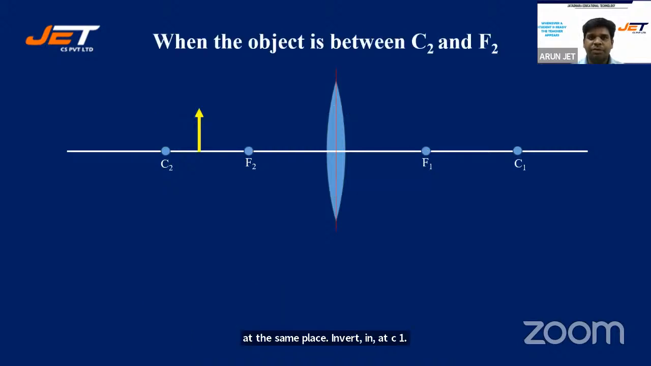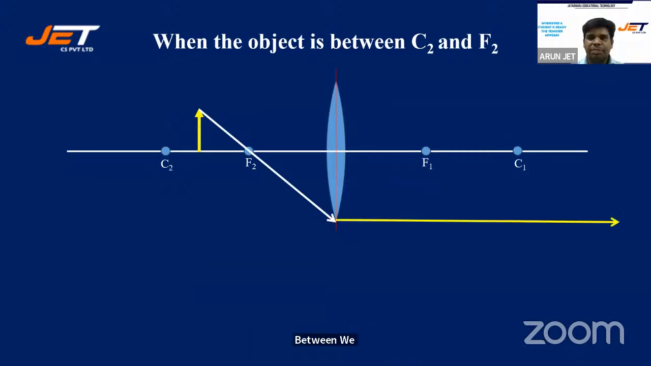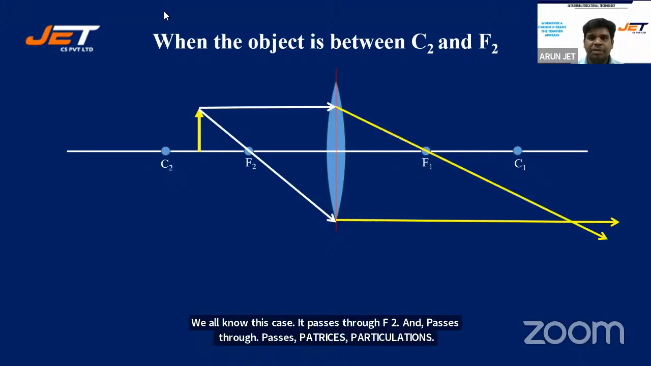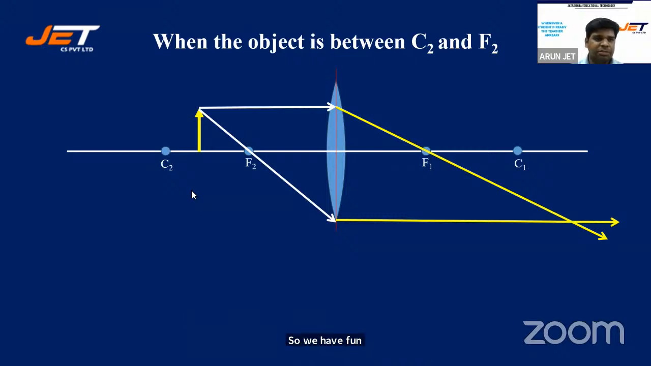Between C2 and F2, you all know this case. It passes through F2, emerges parallel to the principal axis; passes parallel to the principal axis, emerges through F1. The image is formed at... Yes, you are right, Ramakrishna. That's M equal to -1 actually. Magnification is negative.